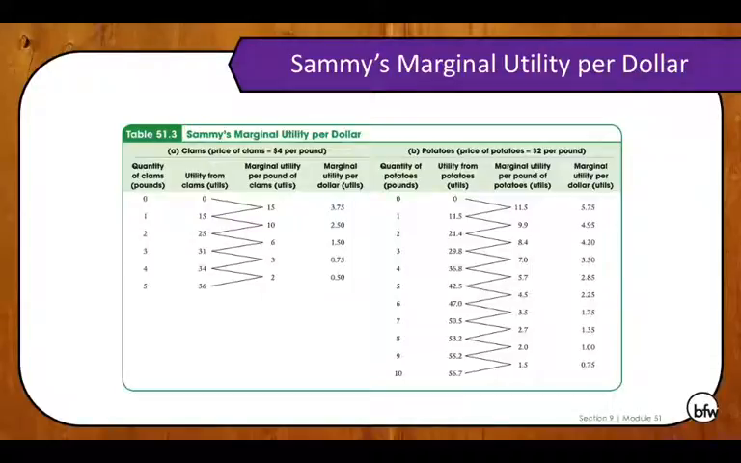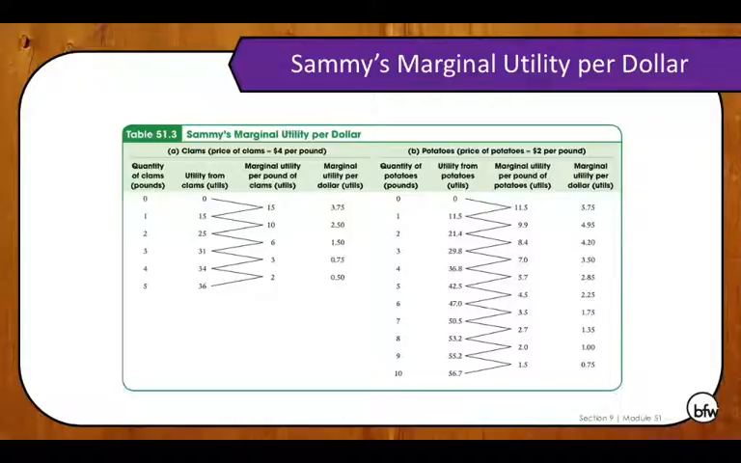Here, we see Sammy's marginal utility per dollar. And you can see here that if you look at the marginal utility per dollar of clams and the marginal utility per dollar for potatoes, where do you find that they are equal to each other? What combination would give him the greatest satisfaction? Well, what you want to do is to look to see where the 2 may be equal to each other. And see if you can figure out what combination that's going to be.